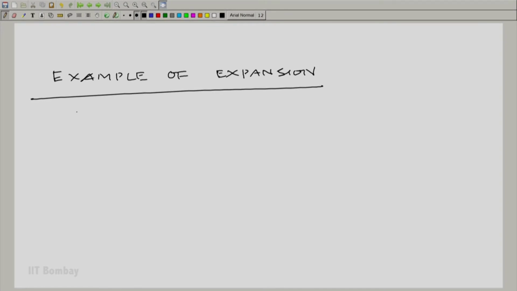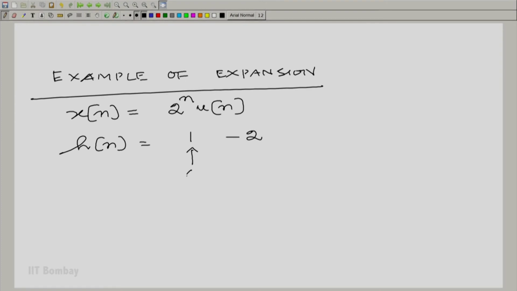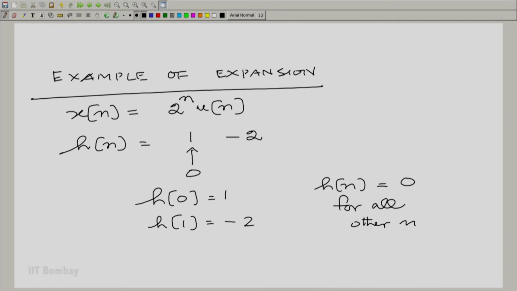So, let us take x of n again to be our traditional 2 raised to the power of n u[n], and let me convolve it with h of n given by the finite length sequence 1, minus 2. So, you know how to read this finite length sequence. This means that h of 0 is 1, h of 1 is minus 2, and h of n is 0 except for these two cases.